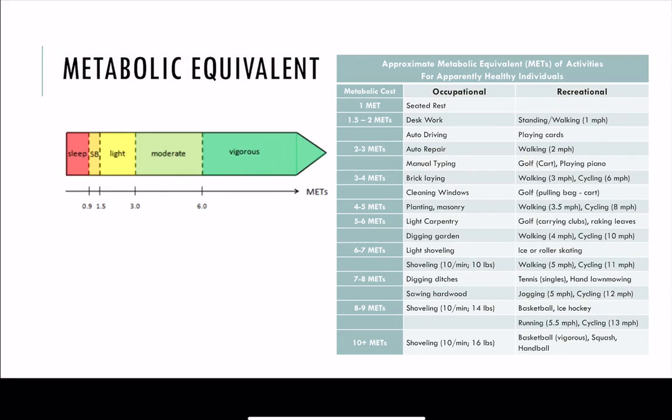So they measured all kinds of different physical activity, from occupational positions to recreational things: walking at 1 mile per hour, walking at 2 miles per hour, walking at 4 miles per hour. What was the oxygen consumed? And then they took that measurement and made it relative to this resting value. So metabolic equivalents are how many times above rest that activity requires of the body.